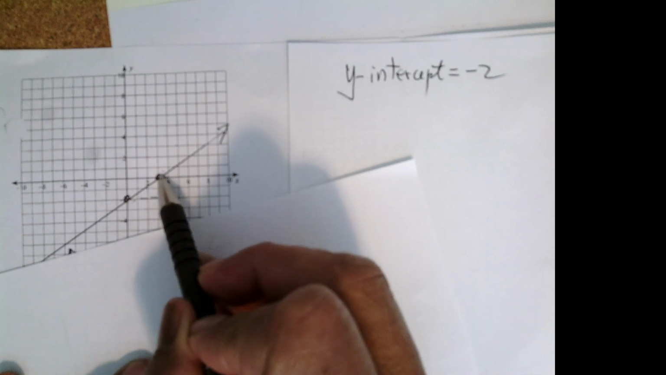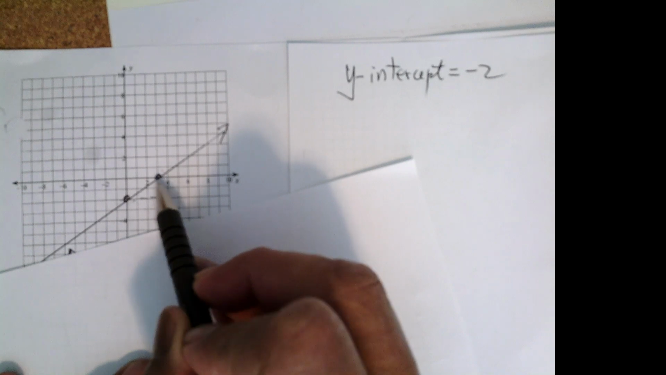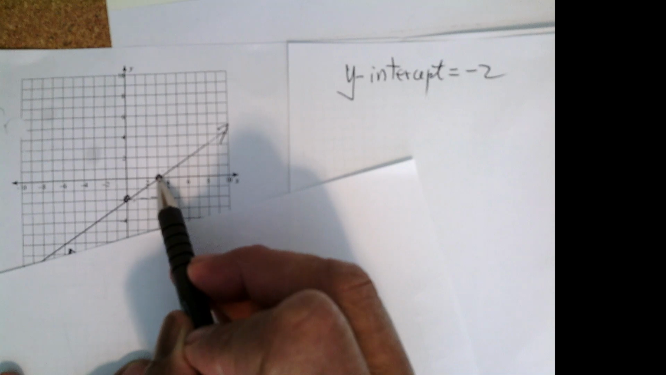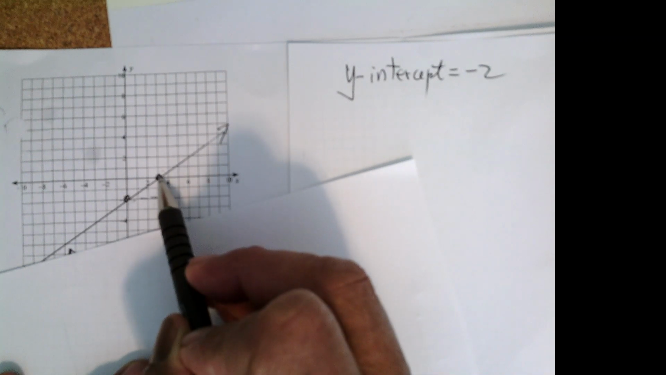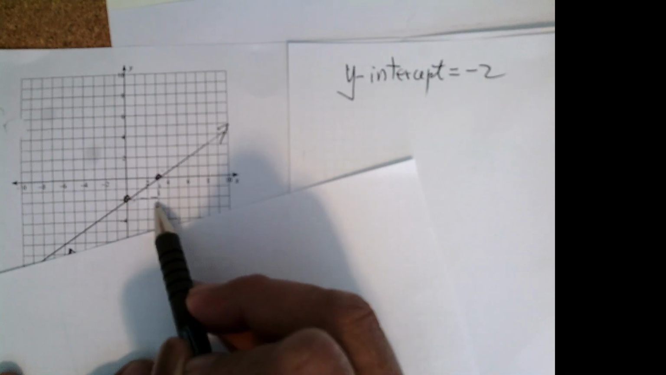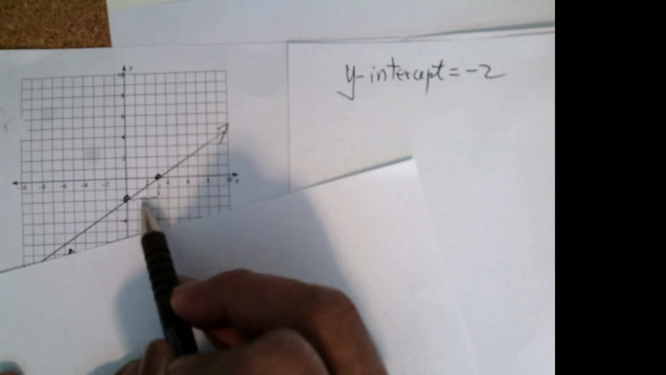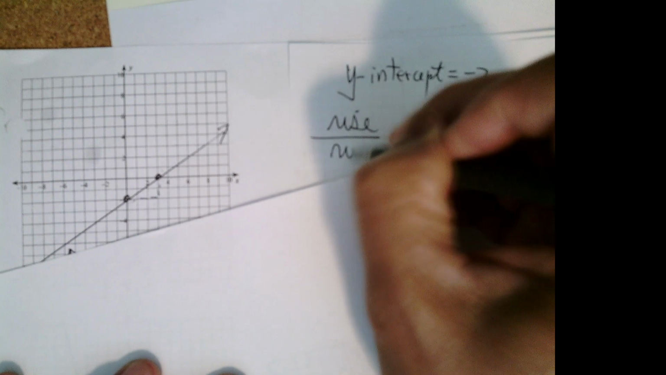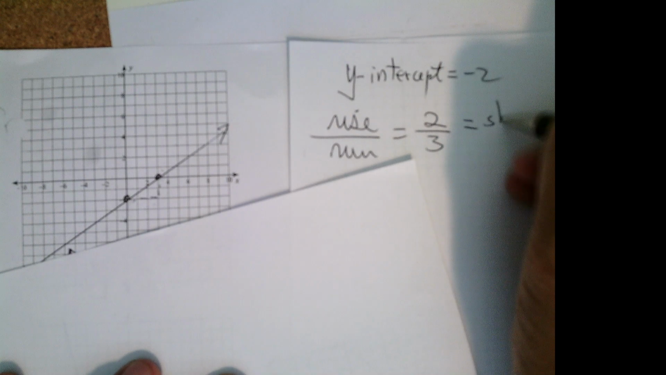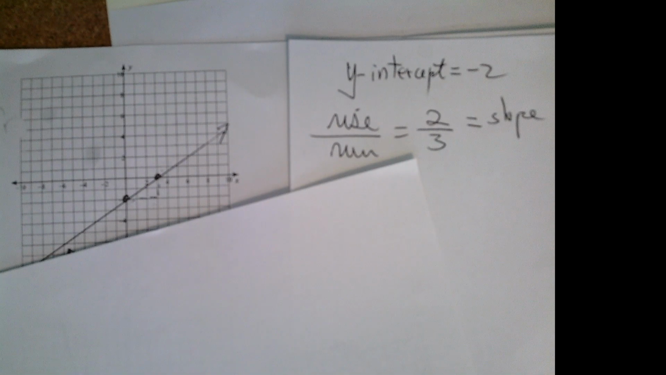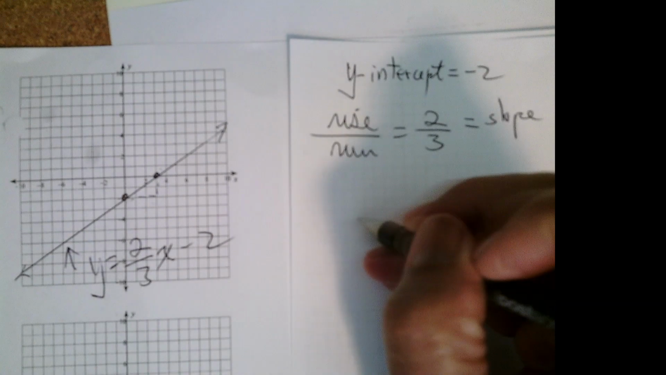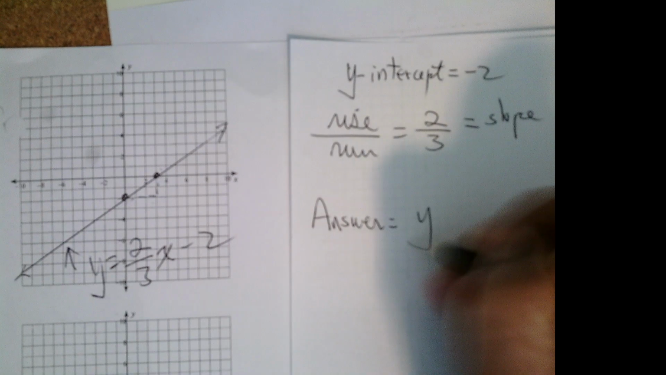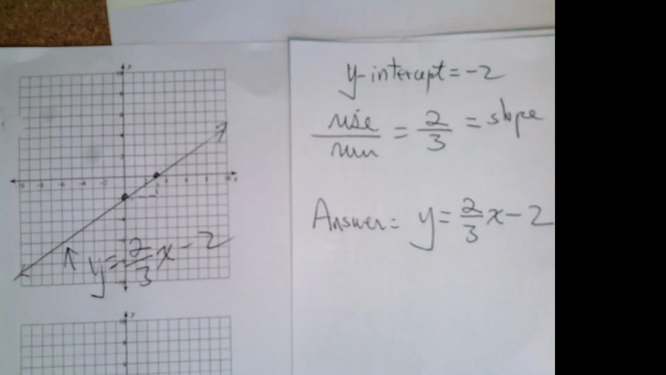Then choose another point. But when you're choosing another point, make sure it's convenient. Make sure to choose a point located at the corner of the square. Let's see, I picked this point. So now I'm going to calculate the slope. 1, 2, 1, 2, 3. So rise over the run is 2/3, and that's defined as the slope. In the construction business, another word for the slope is pitch. After that, the answer is y equals 2/3x minus 2. Okay?